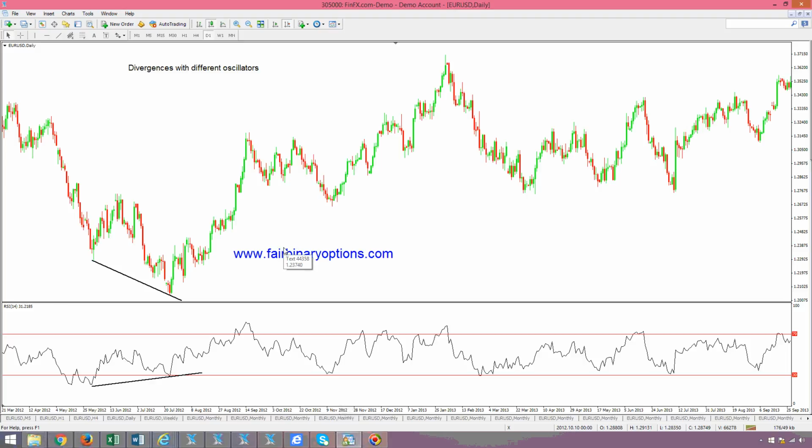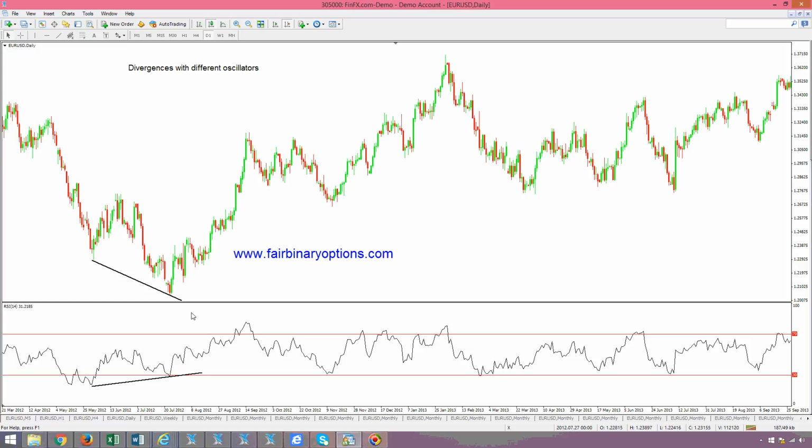Hello there again, fairbinaryoptions.com. We are talking about divergences with different oscillators, and on the first part we started with the classical relative strength index. It's the most popular oscillator, so why not? And we defined the bullish and bearish divergences with two simple and straightforward examples.